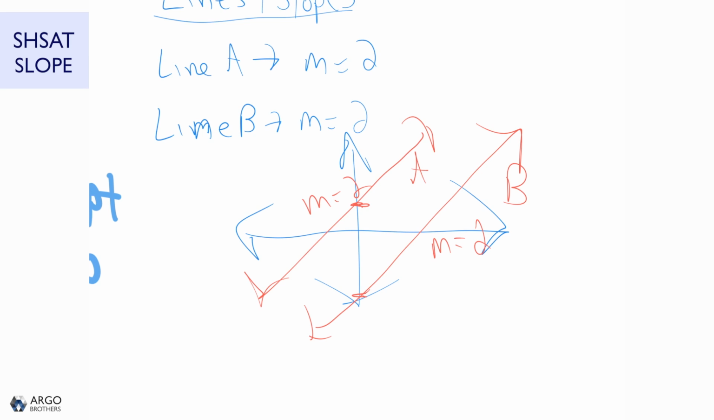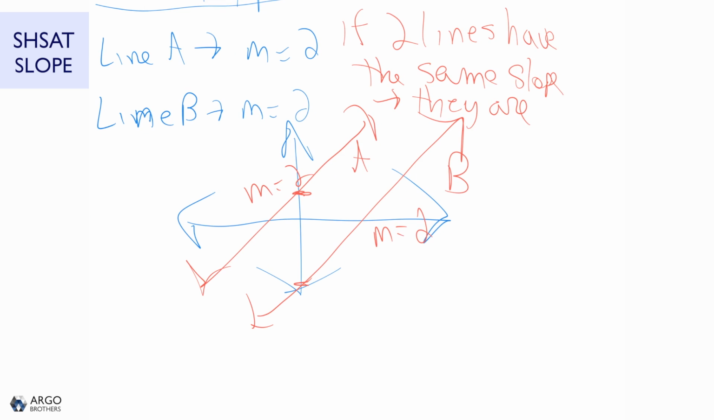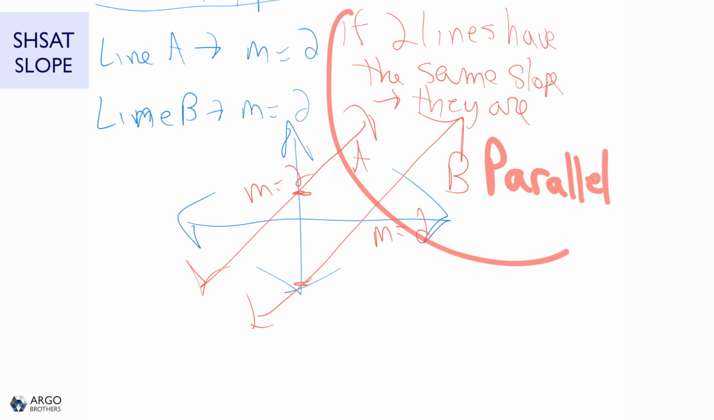So the rule is then, if two lines have the same slope, in this case it's m equals 2, the same slope, then they are, and this is important, they are parallel. And we just explained what that definition is. That's the first part I want to go over. If two lines have the same slope, they are parallel.